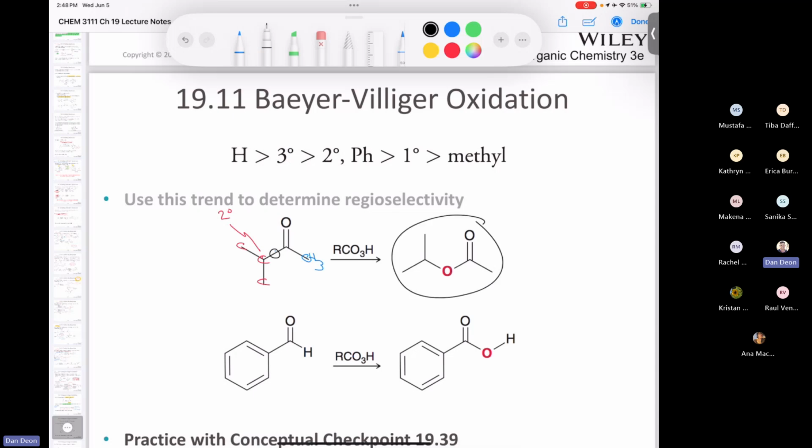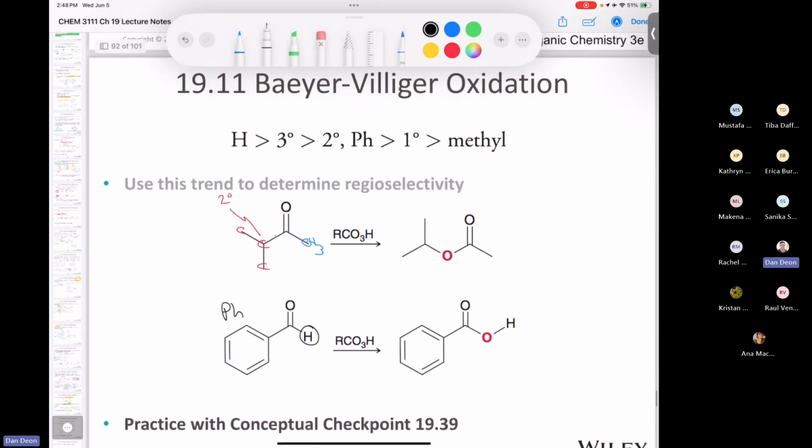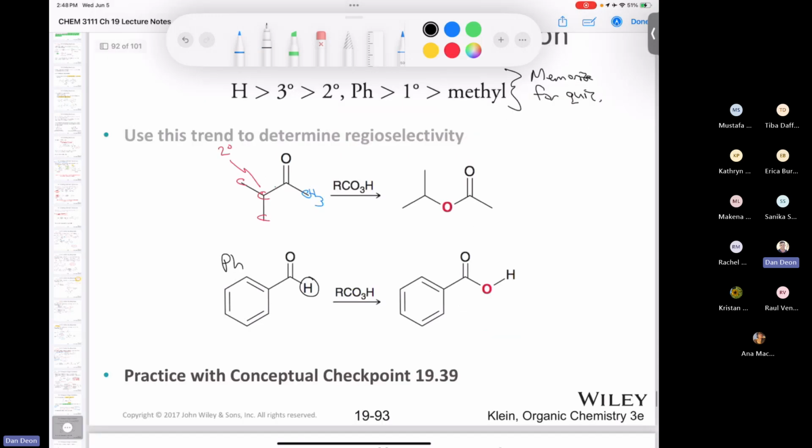Obviously, you wouldn't draw it that way. You would draw it like this. The one on the bottom, you have a phenyl. So we have a phenyl, and then we have a proton. Well, the proton always wins. And so in that case, you end up, like I said, with a carboxylic acid. So again, you want to have this memorized for quiz. Come on. There we go. Something like that.